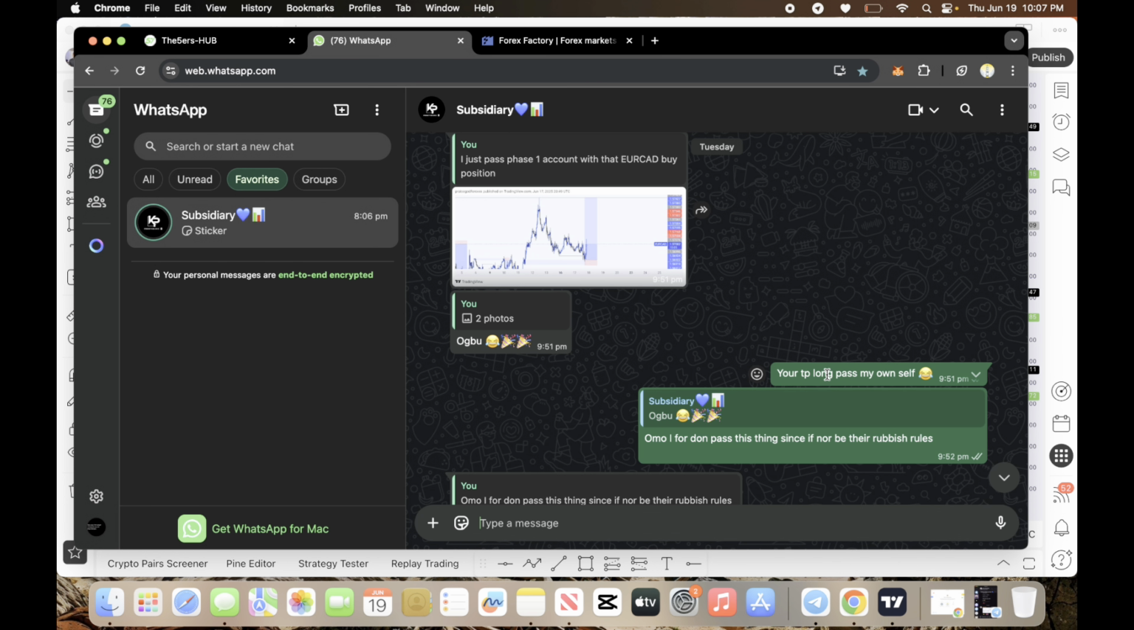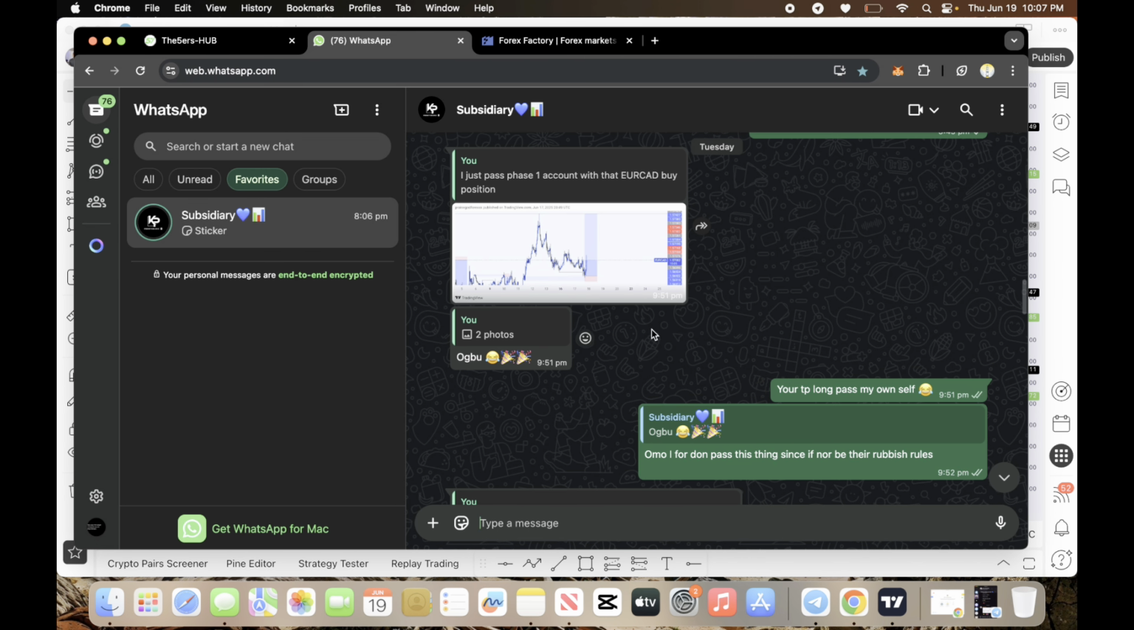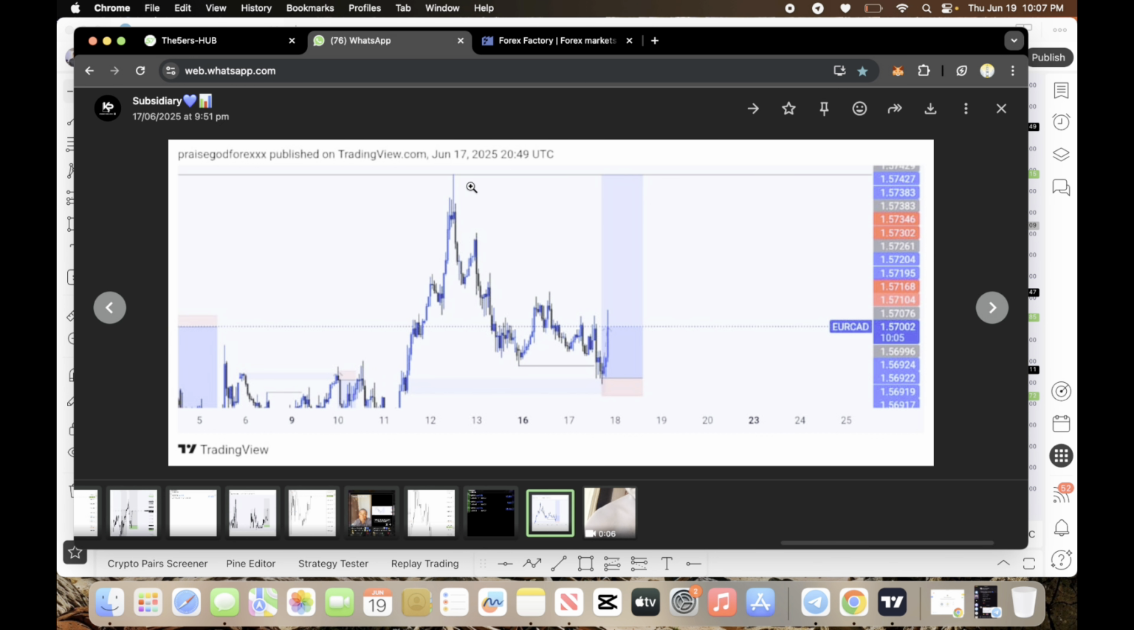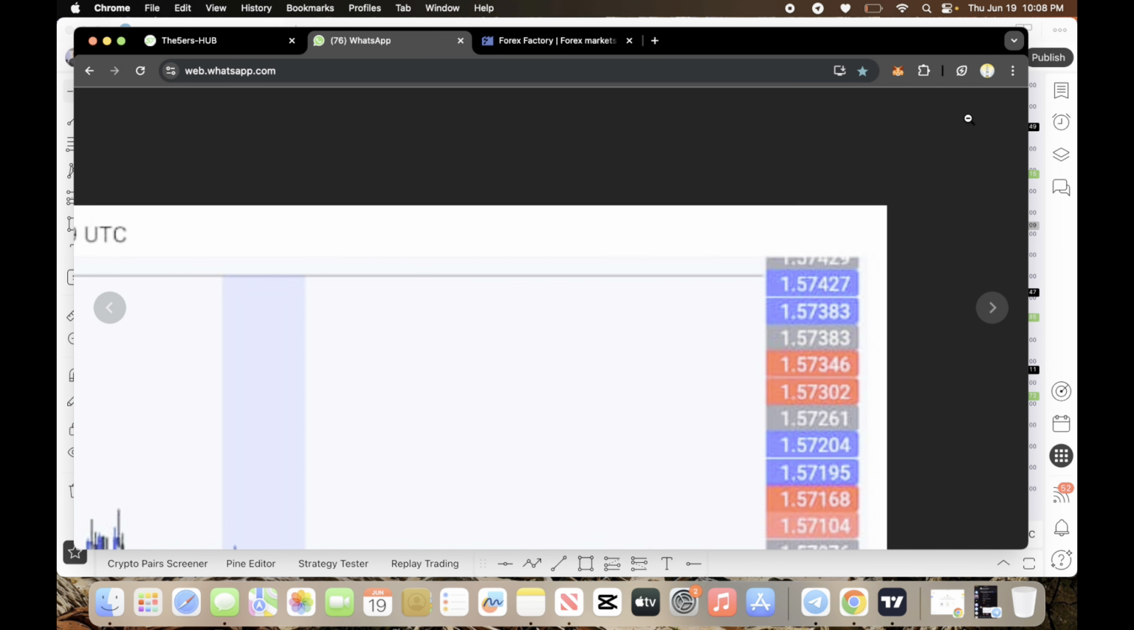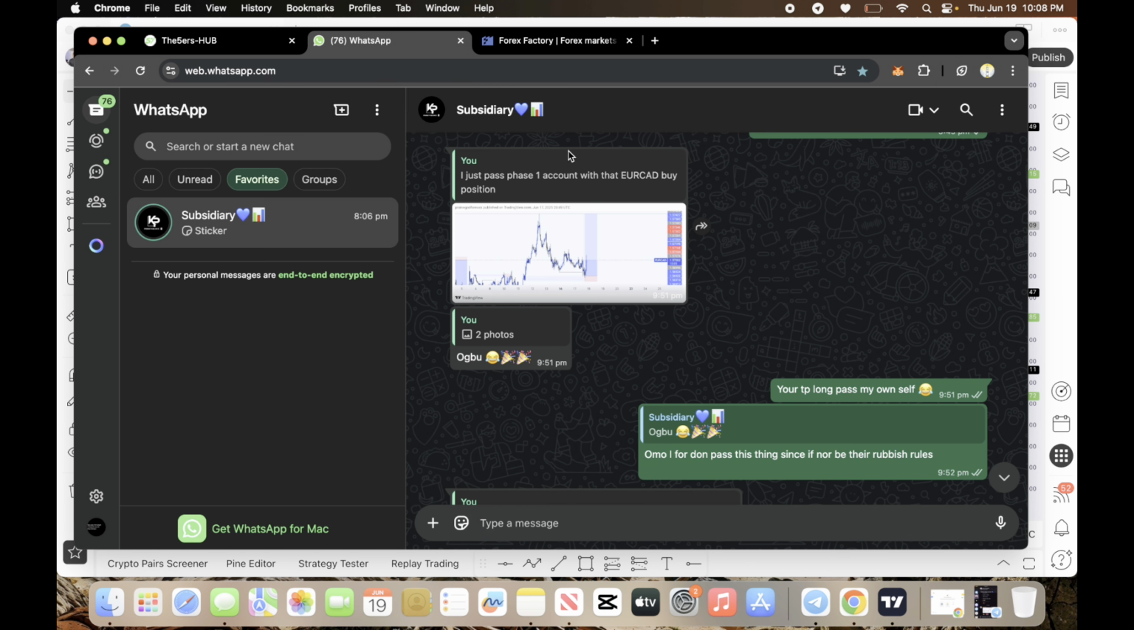Then I said, in my own Nigerian slang, I said your TP is even longer than mine. You see that his take profit is for market to come clear out this high, while my take profit is just around this level. So you see that it is basically the same entry. Okay, so that is it on how to get smaller stop loss.